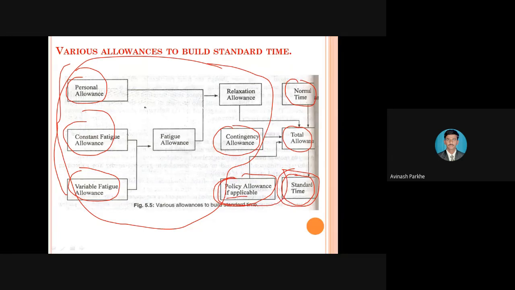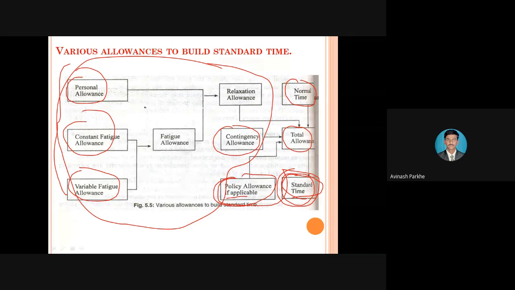By adding these total allowances, maybe I will give a 5% allowance for the relaxation, then 5% allowance for the contingency, and the remaining 5% allowance for the interference. That means a total of 15% of the basic time. And if the management gives the green signal, a 3% policy allowance should be provided. That means 15 plus 3, that is 18%. An 18% allowance will be provided based on the total basic time. 18% will be the total allowance based on the total basic time. And if I add that 18% allowance to the basic time or the normal time, I can easily calculate the standard time required to perform that particular operation.